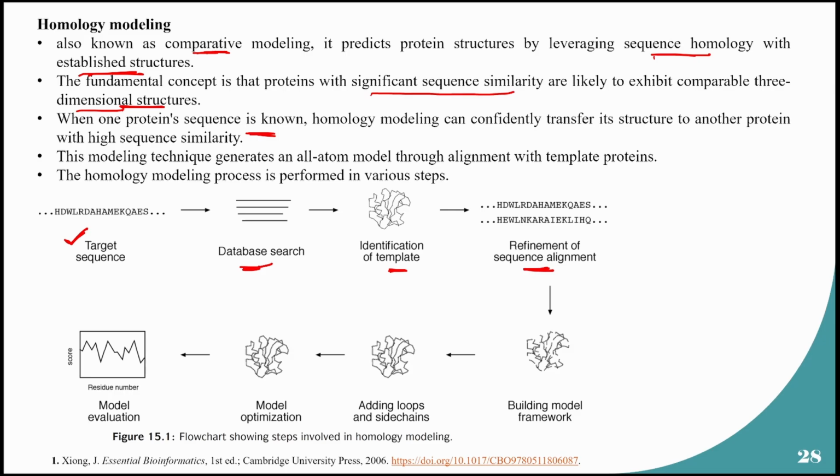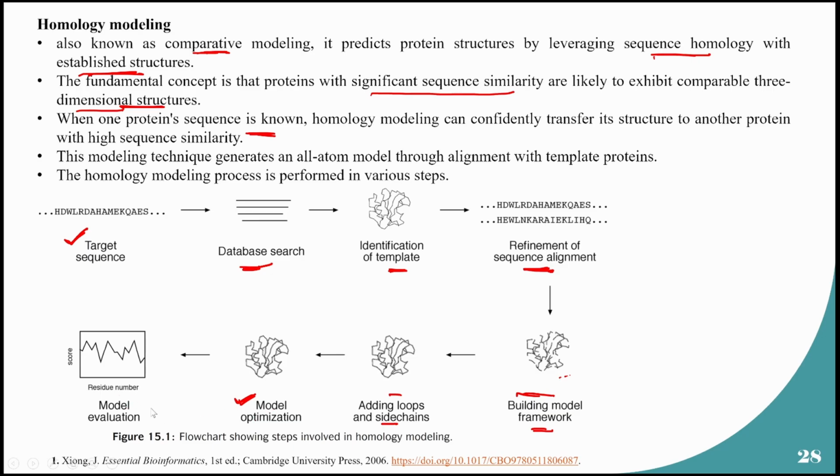But before that, for building the structure, homology modeling copies the exact same recipe information. So for refinement of the sequence alignment, after that, you will do a model framework building. This will give you the fundamental idea about what the protein will look like. And then, of course, you will have to add the loops and the side chains. Then comes an important part, which is the model optimization. And after that, you have to evaluate the model, right?